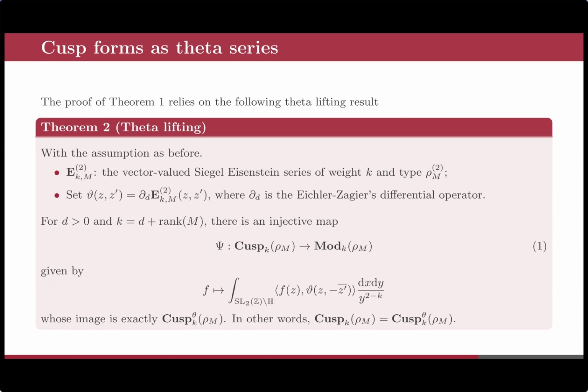And our main theorem is this theta lifting map is injective, and its image is exactly the space of theta forms. Okay. In other words, we have this equality. So the space of cusp forms is spanned by theta series. So this basically was first proved by Müller for even rank, and then we deal with the odd case.